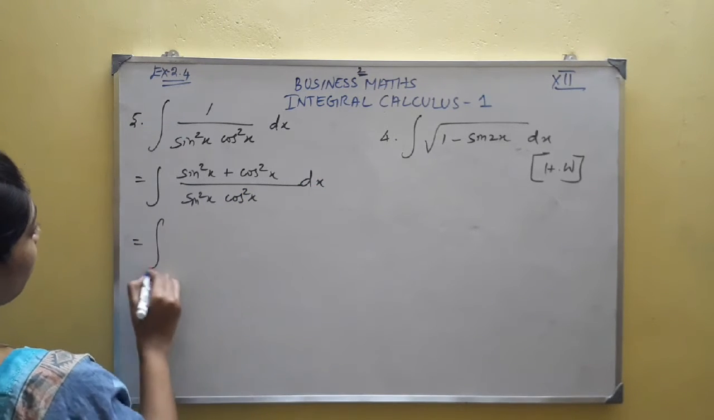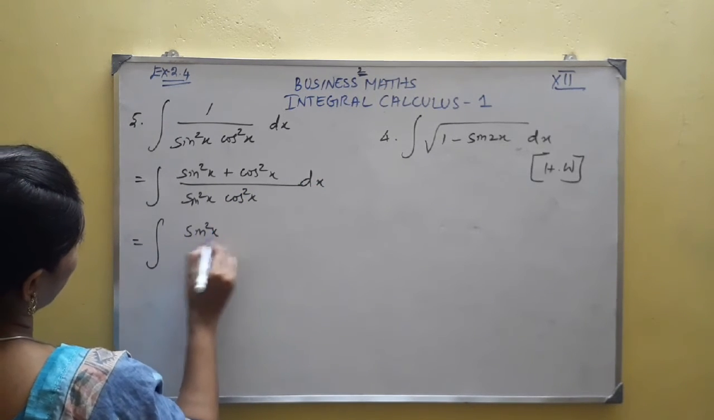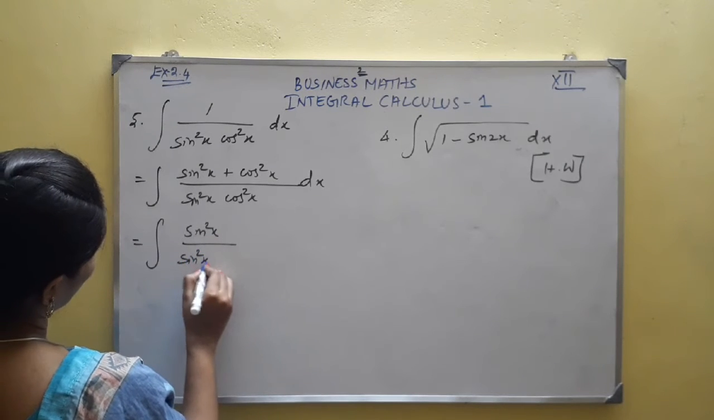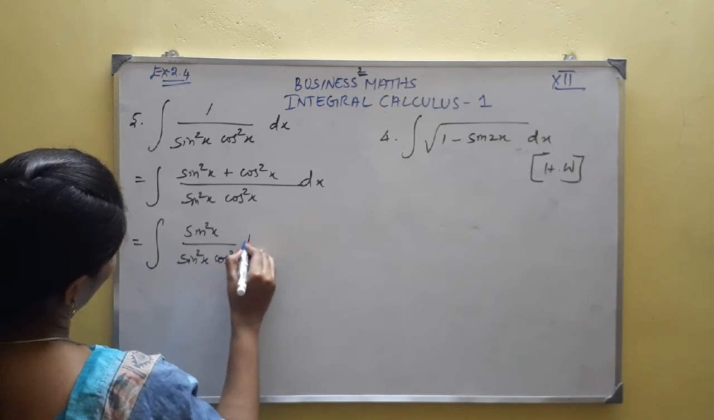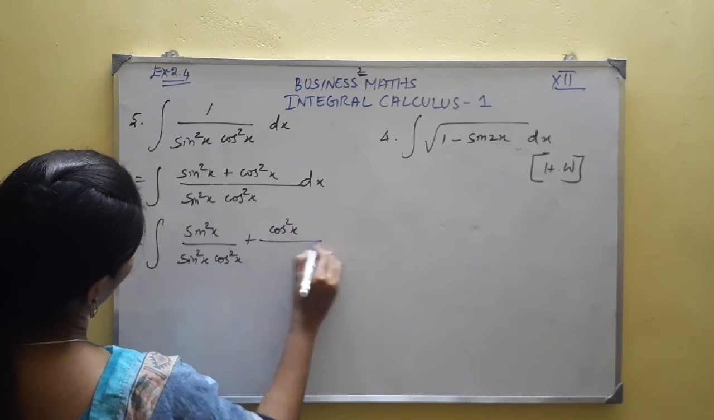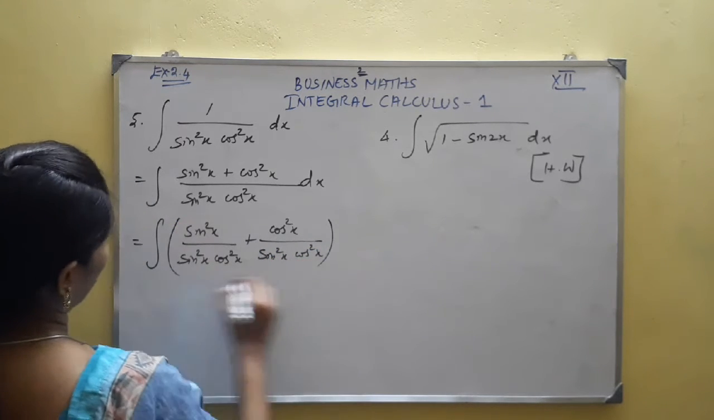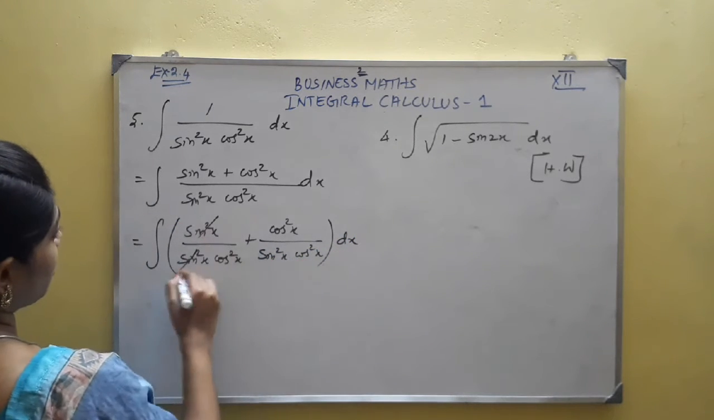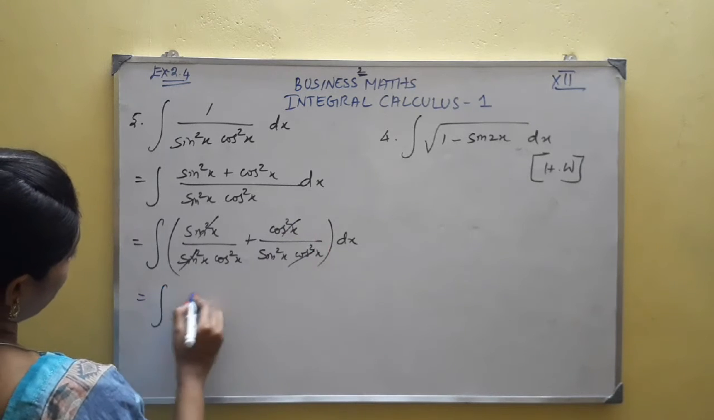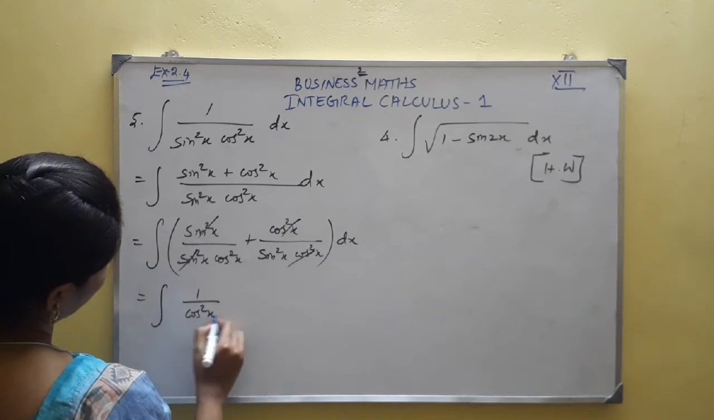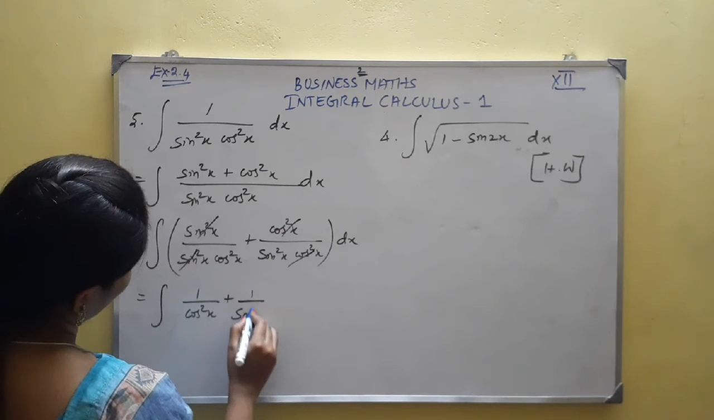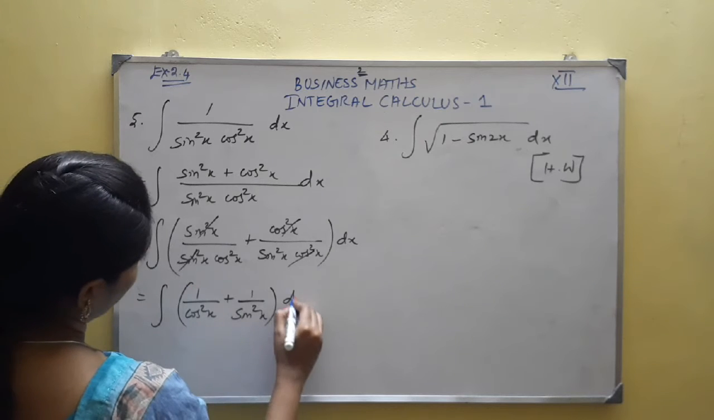So now write this as sine square x divided by sine square x cos square x, plus cos square x divided by sine square x cos square x, into dx. If you cancel this, you will get 1 by cos square x plus 1 by sine square x into dx.